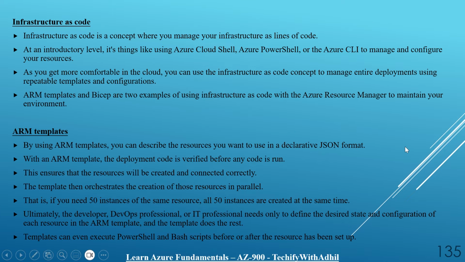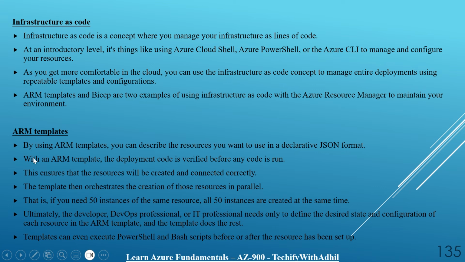Okay. So next will be infrastructure as code. Infrastructure as code is a concept where you manage your infrastructure as lines of code. At the introductory level, it's things like using Azure Cloud Shell, Azure PowerShell, or Azure CLI to manage and configure your resources. As you get more comfortable in cloud, you can use the infrastructure as code concept to manage entire deployments using repeatable templates and configurations. ARM templates and BICEP are two examples of using infrastructure as code with the Azure Resource Manager to maintain your environment.